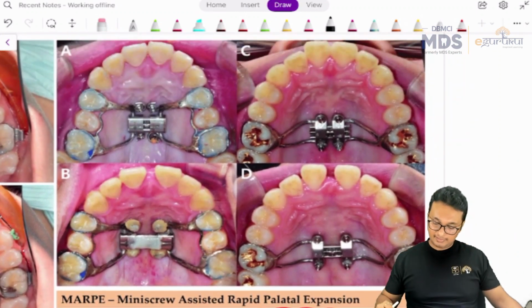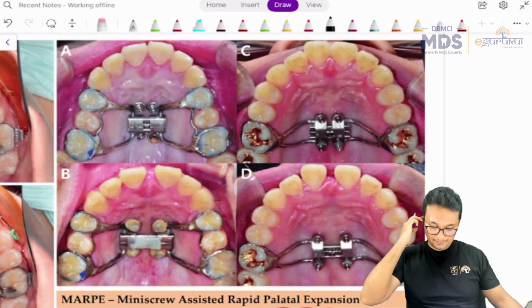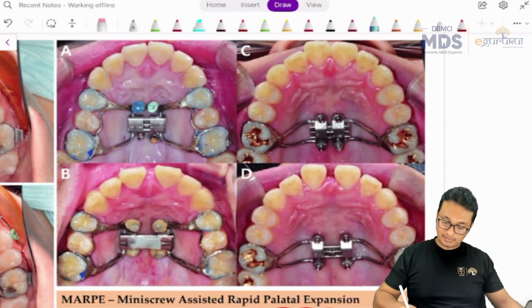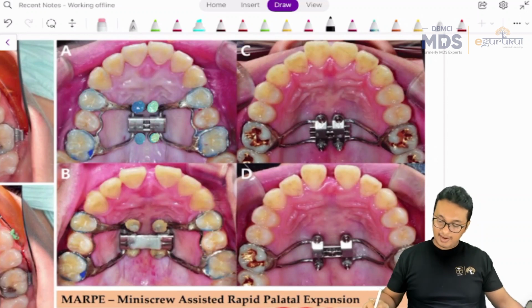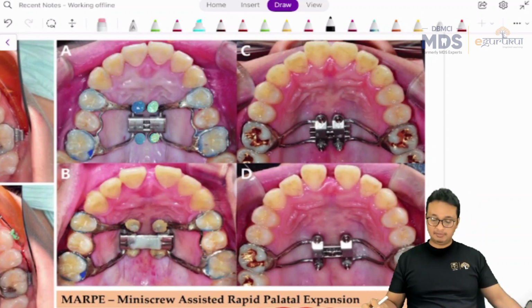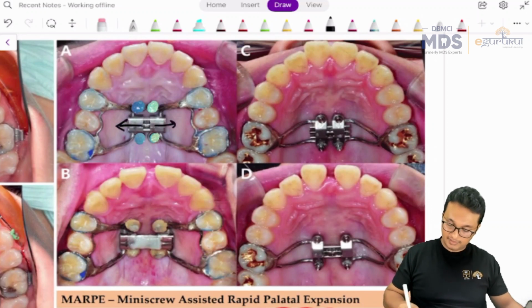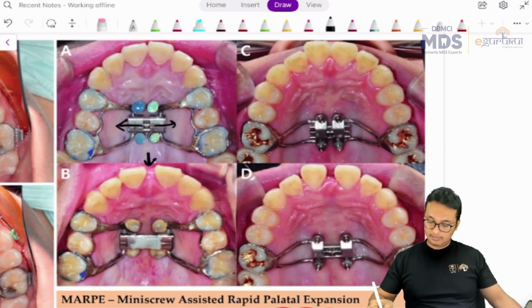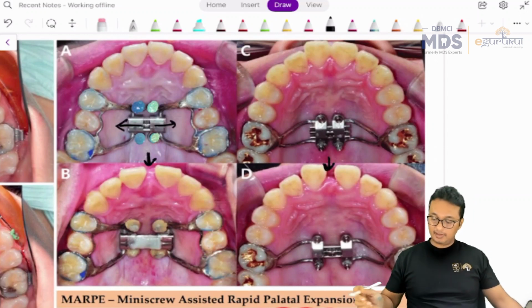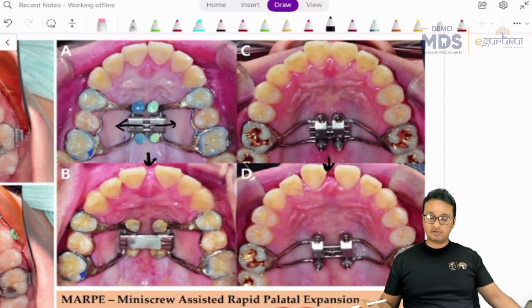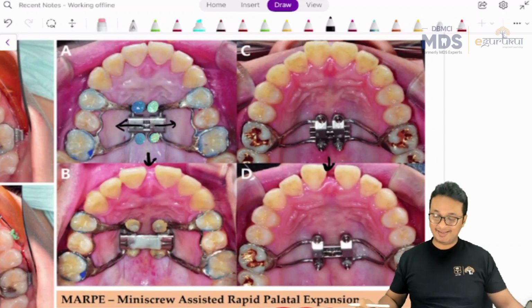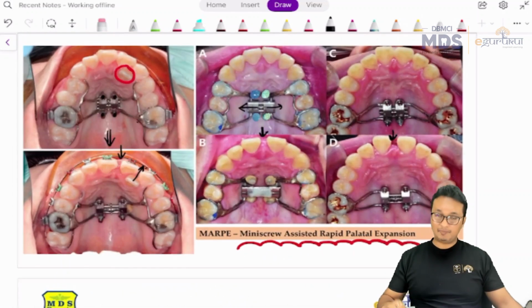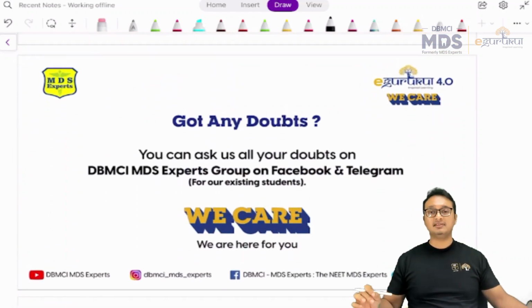Similarly, another case which shows the use of MARPE. Here the mini screws are inserted again, and the rapid palatal expansion device, that is the RME appliance, is activated. Similarly, this leads to development of a midline diastema, and that's what causes expansion of the maxilla, and hence the usage of rapid maxillary expansion for increasing the arch circumference and arch width.